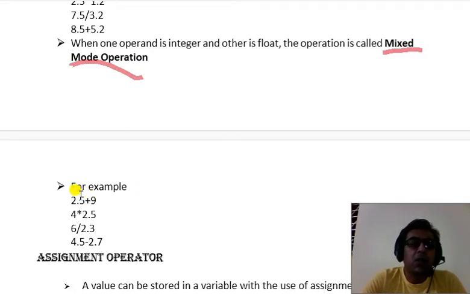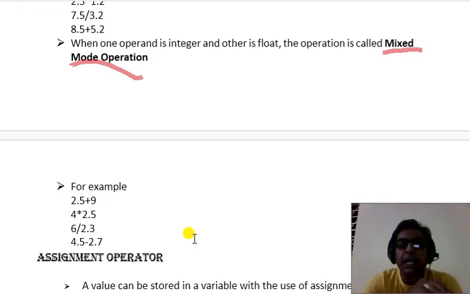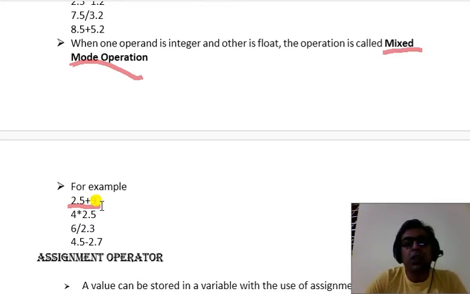Here 2.5 is a number which contains a decimal point, so that number is called a float number or real number. And 9 is a number which does not contain any decimal point, so it is an integer number. So here the calculation is a combination of float number and integer number, so it is called a mixed mode operation. Okay, now we will learn what is an assignment operator.